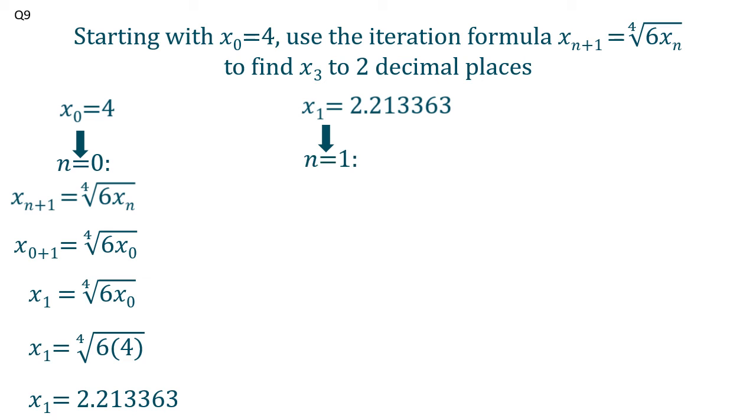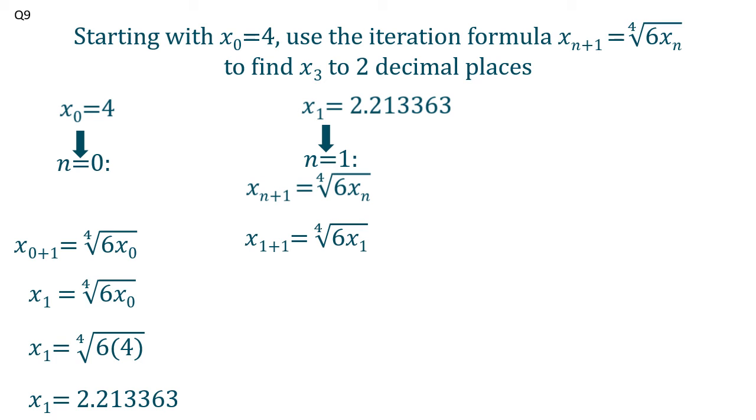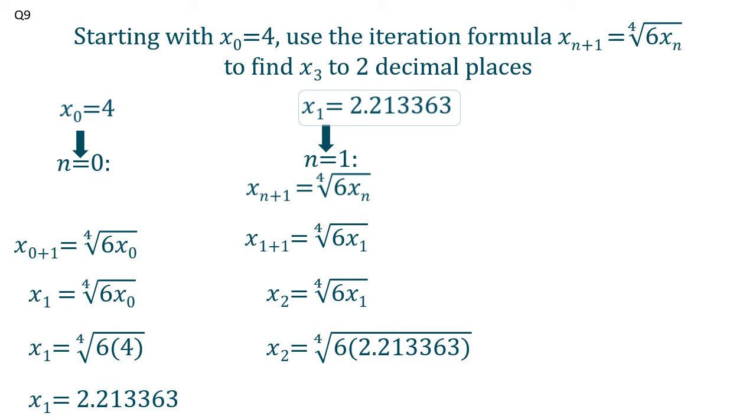Starting again with x1 equals 2.213363, we now use n equals 1. Substitute all the n's for 1 in the iteration formula. We know 1 plus 1 equals 2, so we can see that we're calculating x2. We've already found x1 equals 2.213363, so we can substitute that in. We now just need to put this in the calculator, getting x2 equals 1.908978.